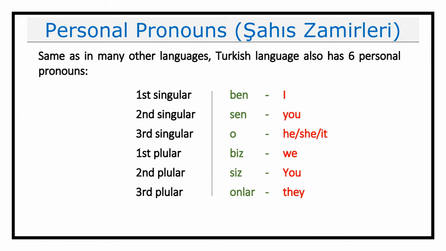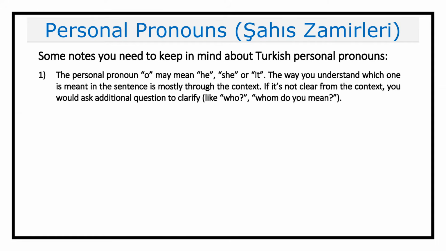Of course, this is the basics. There are some additional things we need to keep in mind about Turkish personal pronouns. The first thing that we have to remember is that the personal pronoun o may mean he, she, or it. You might immediately ask yourself which one is meant by the pronoun o then in practice. Well, the way you understand which third person specifically is meant in the sentence is mostly through the context.